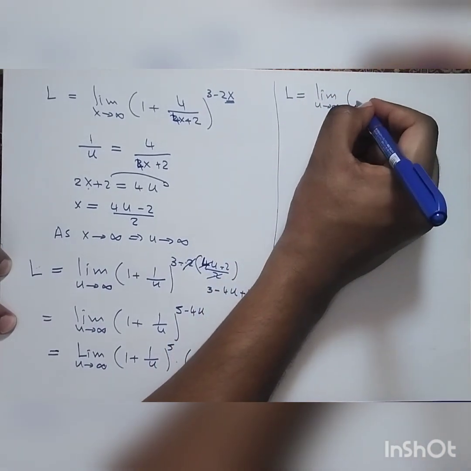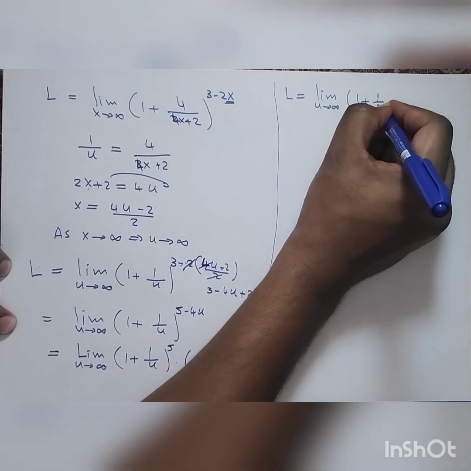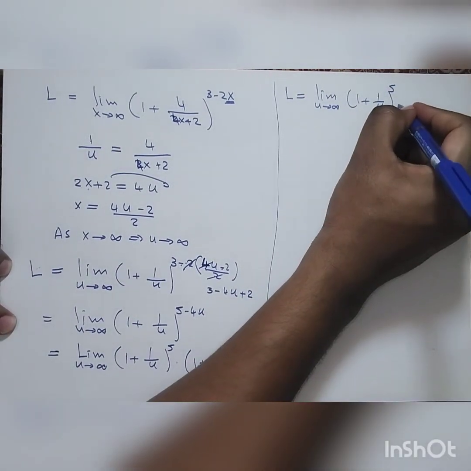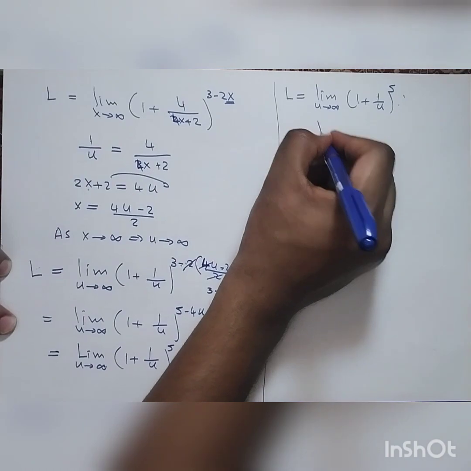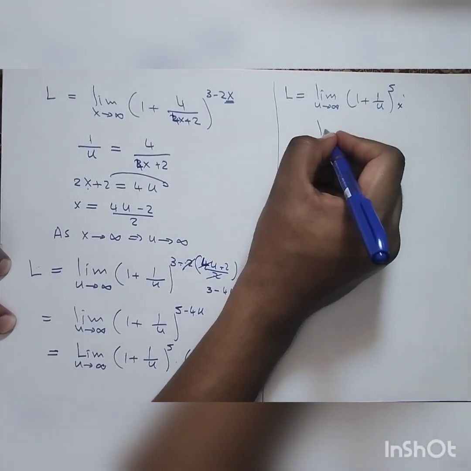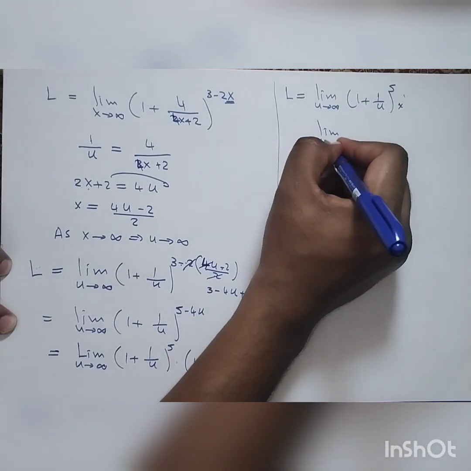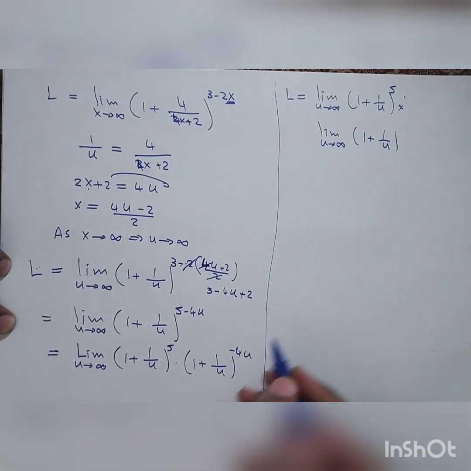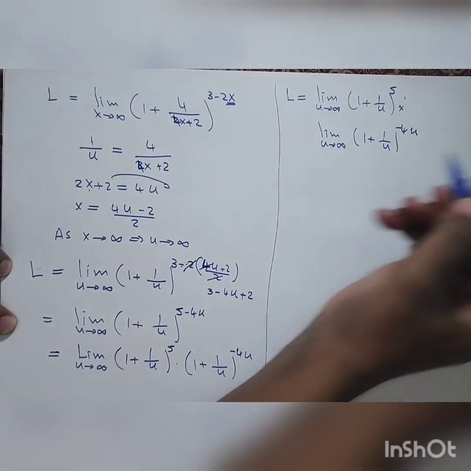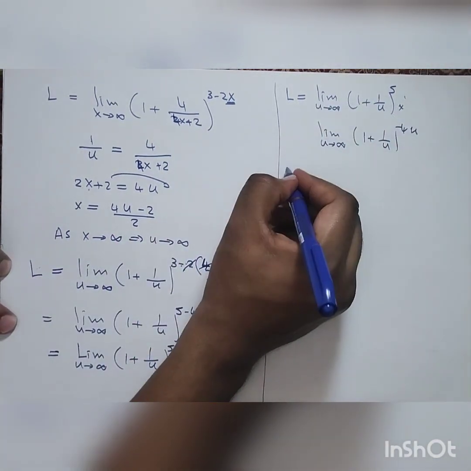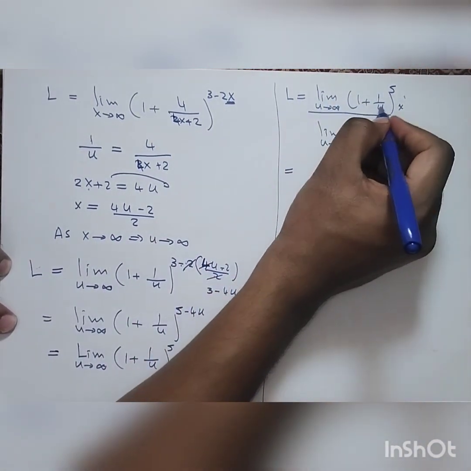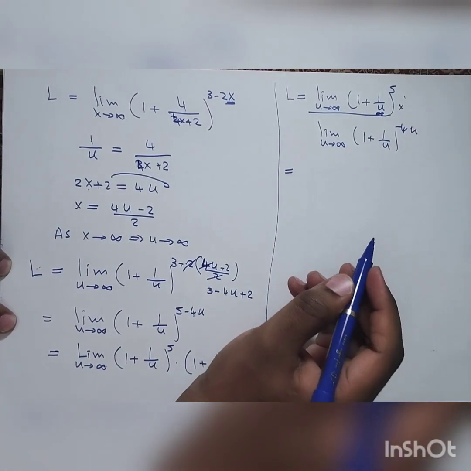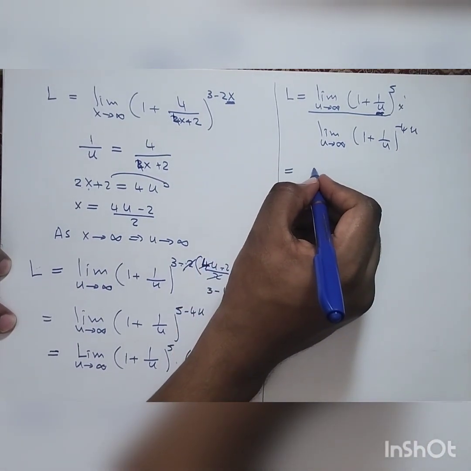So that will be the limit as u approaches infinity of (1 plus 1 divided by u) to the power 5, times the limit as u approaches infinity of (1 plus 1 over u) to the power negative 4u. Now we have everything. Here we can substitute directly for the first limit. When we put infinity in the substitution, we get 1 over infinity, which is 0. So the limit is 1. That means we only have the other limit.